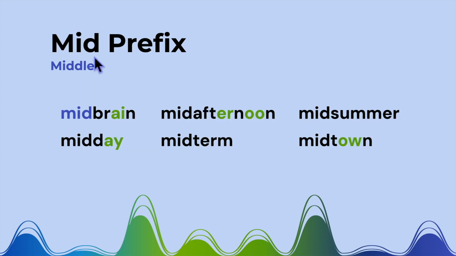The prefix mid means middle, so the midbrain would refer to the middle of your brain. Mid-afternoon would be the middle of the afternoon. Midsummer would be the middle of the summer. Midday, midterm, midtown.